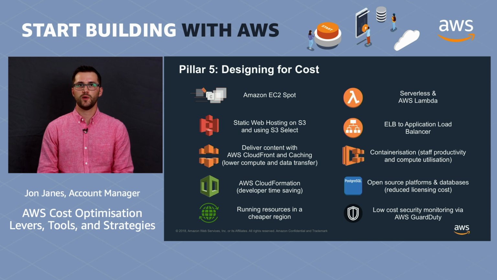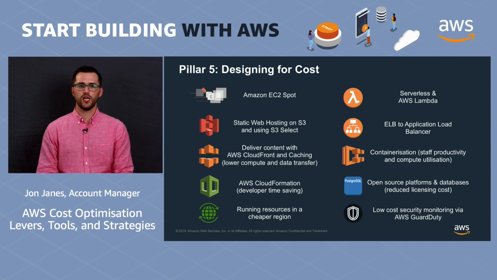So Amazon EC2 Spot gives you the capability to bid for unused capacity on the platform. And by bidding for that capacity, you can get it at a cheaper rate than the on-demand price. In addition, you can look at designing applications using serverless or AWS Lambda. And the utilization of serverless allows you to pay for effectively just code executions and not for the overhead of running and maintaining servers. So very cost-efficient pattern to use.